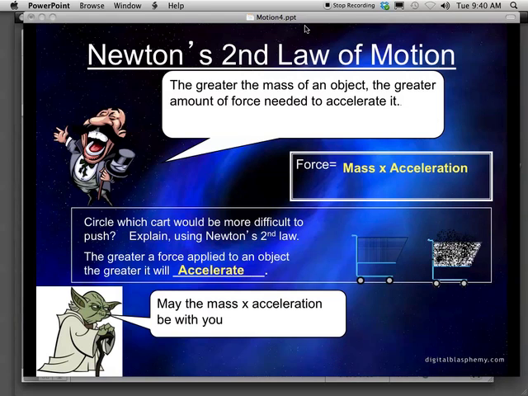Star Wars physics. That's so great. I know, Ryan. So funny.